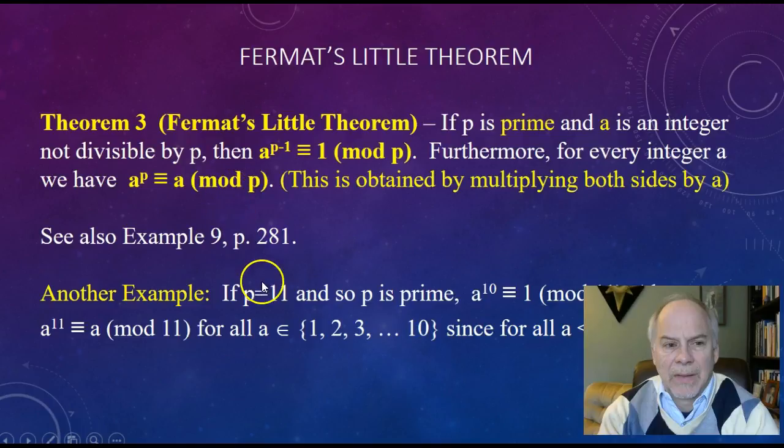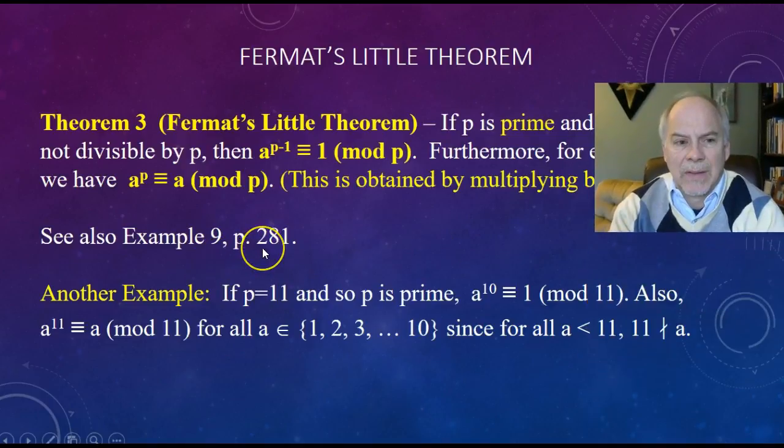So let's look at an example, but you can also look at example 9 on page 281. Another example, if P is equal to 11, so 11 is a prime, A to the 10th power, that's the P minus 1, will be congruent to 1 mod 11. Now that'll be true for any A value that is not divisible by P. And then A to the 11th is congruent to A mod 11. So that's the second version of it. For all A from 1 to 10. Now, that's because for all A less than 11, 11 does not divide evenly into A.